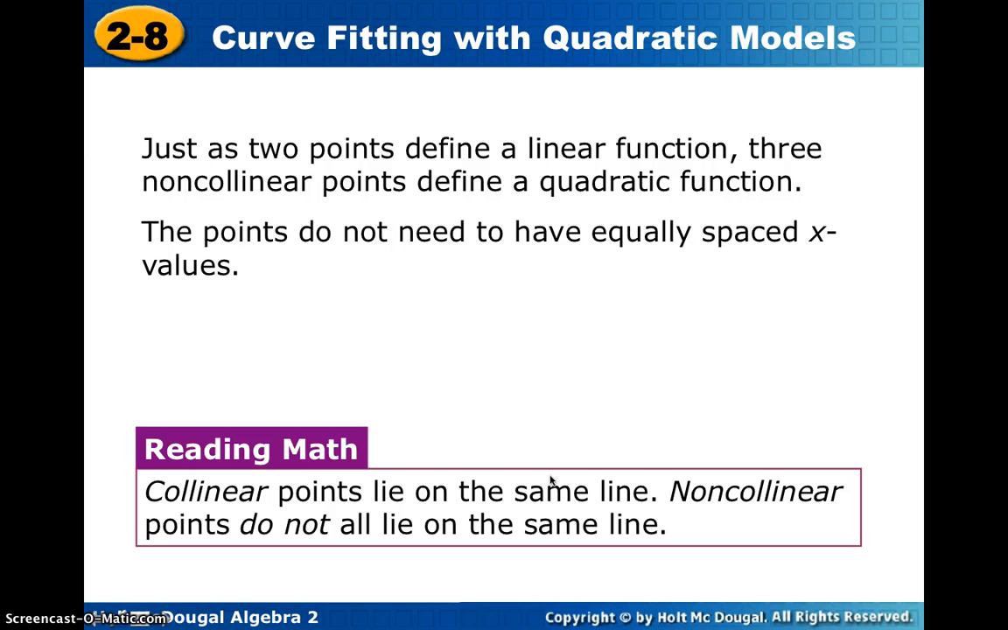Okay. Now, just as 2 points define a linear function, 3 nonlinear points define a quadratic function. Those 3 points do not have to be evenly spaced, but they do have to be nonlinear. Collinear points lie on the same line. Nonlinear points do not all lie on the same line. So if you are given 3 points and they are not all on the same line, then you can fit a quadratic function to go through those 3 points.